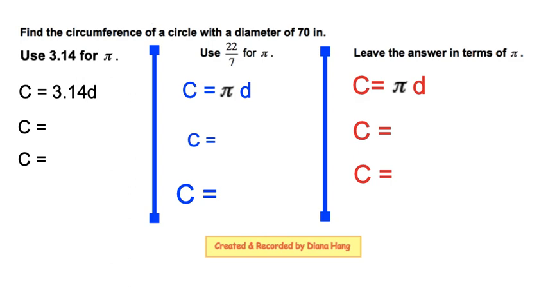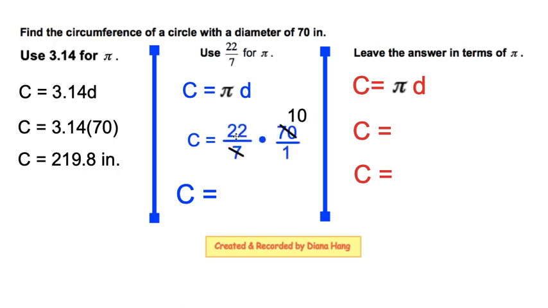So if we're going to use the first formula, circumference equals pi, 3.14, times the diameter. So we have the length of the diameter, so just plug it into your formula, grab a calculator, and you'll get that the circumference is 219.8 inches. Don't forget to label.